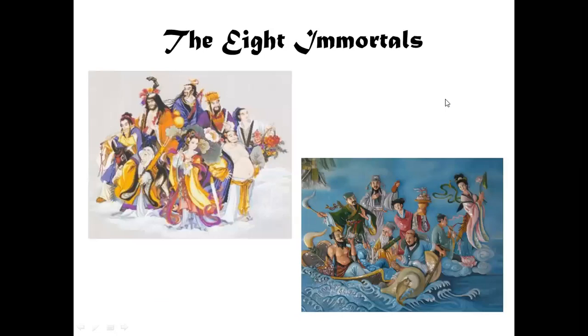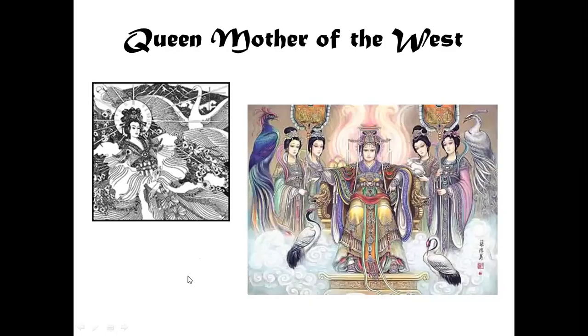I guess these are more modern renditions. That's almost like an anime-looking version of the 8 immortals. There's also the Queen Mother of the West. She's supposed to guard the elixir of life and its yin energy. There are also several female Taoist sages in the canon.